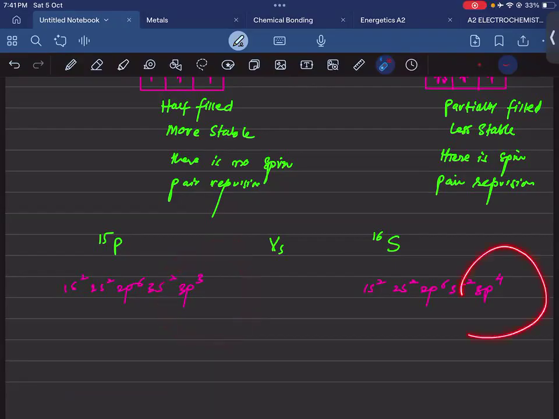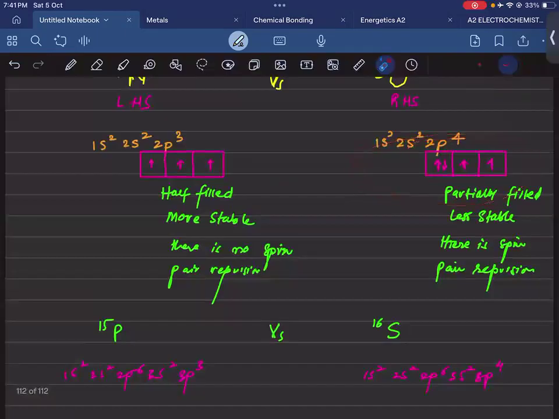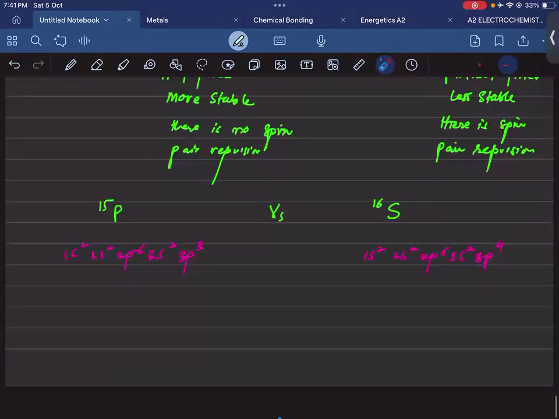On the other hand, if you see 3p4, this is partially filled. So there is a spin pair repulsion, as in the same orbital there are two electrons which cause spin pair repulsion. Due to the spin pair repulsion, this element is less stable. Ultimately less energy would be needed to remove this electron.